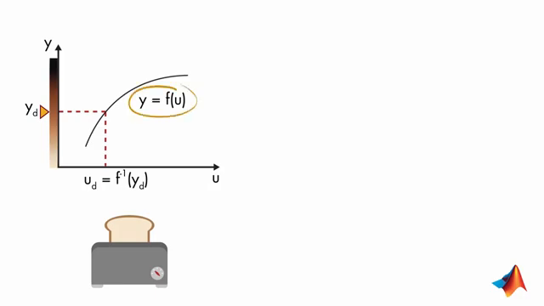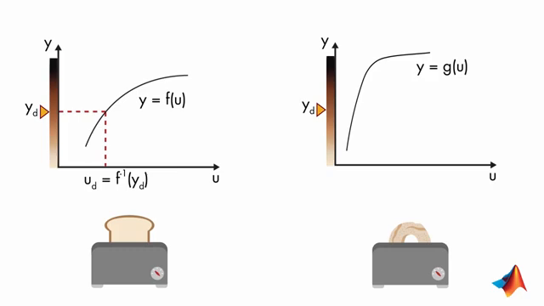Through experiments, you found the function f that determines the relationship between time and color. But now that you use a different type of bread, this relationship is not represented by f anymore, but another function g. Therefore, if you use the inverse of f, you're not going to get your desired color, because the input needed to get the desired output is now calculated by taking the inverse of g. This shows that open loop control fails if you have variations in your system.